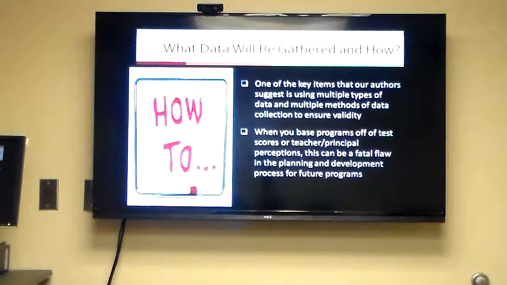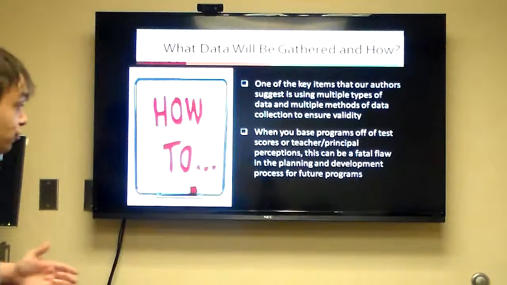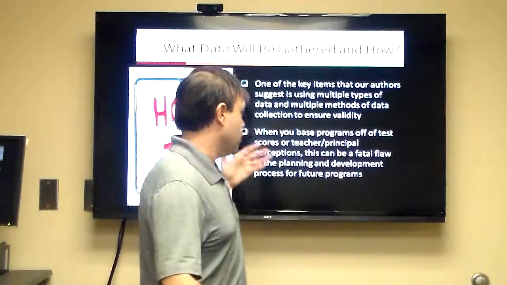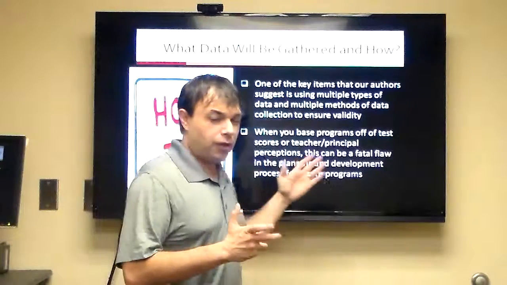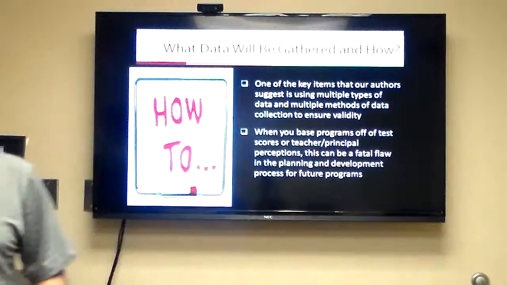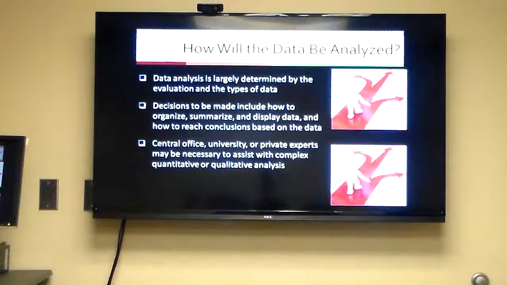So you have to use multiple types of methods to gather data and try to collect it to ensure validity. You have to make sure that the program is based off of whether or not people knew how to do it first. So if they could implement the program, then you can look at test scores and what the principal or teacher thought. But if the program wasn't implemented correctly and there could be things that could be tweaked, you can't rely on those test scores to make those final decisions on the program.